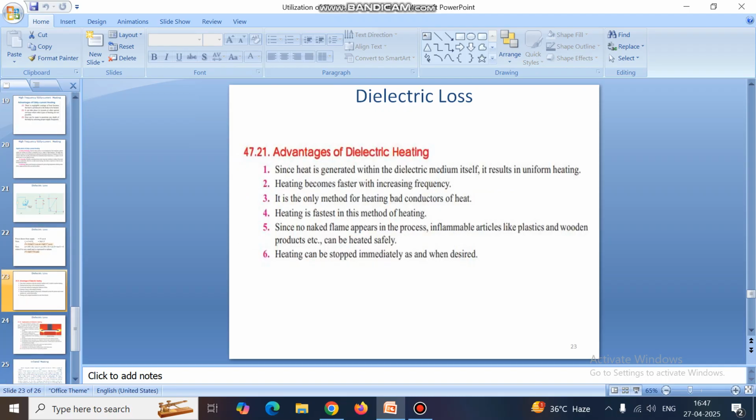Advantages of dielectric heating: since heat is generated within the dielectric medium itself, it results in uniform heating. Heating becomes faster with increasing frequency, and bad conductors can be heated up. It is a faster method of heating. No flame is developed, there is cleanliness, and smooth control of the heating. Heating can be used directly.